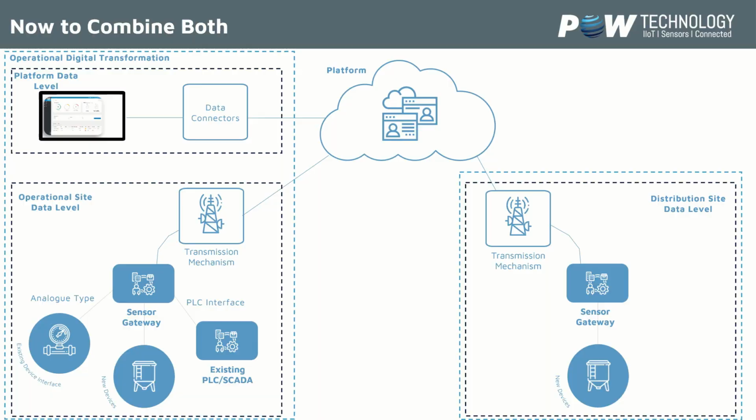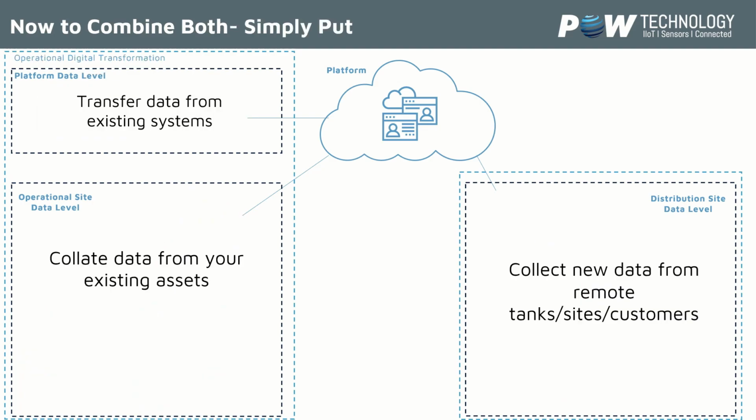So I've combined it all together into one super architecture, for want of a better phrase. But I'm just going to put it simply. Operational sites, collect data from your existing assets. Platform level, transfer that data from existing systems. Distribution sites, collect new data from remote sites, from customers, from silos.